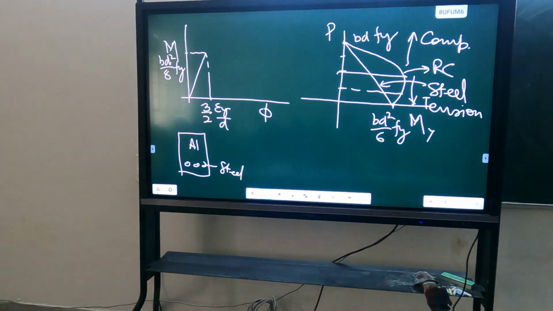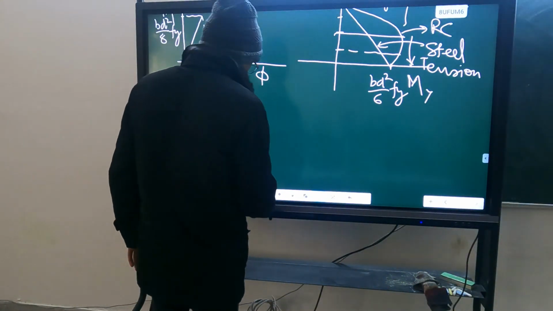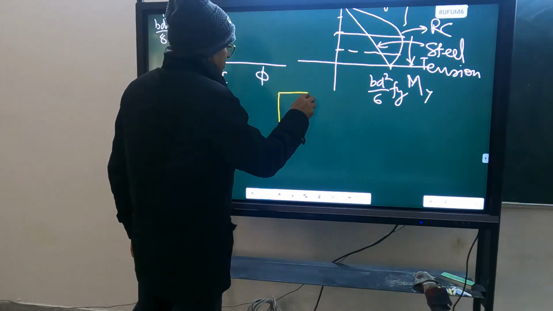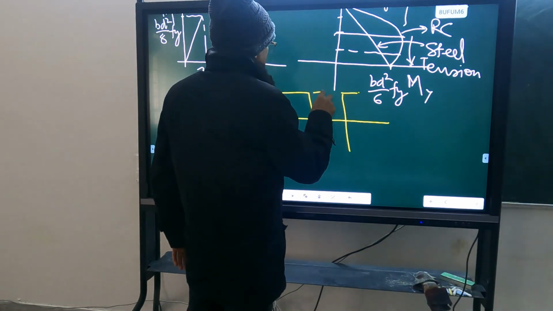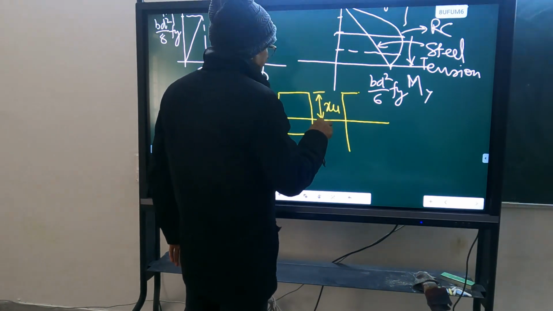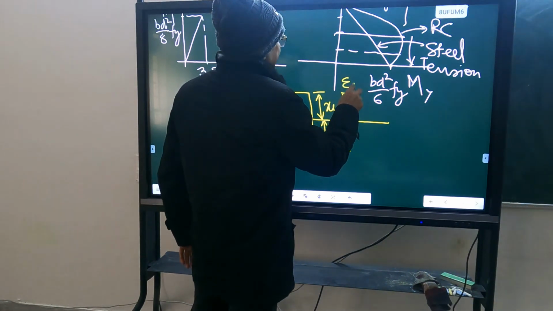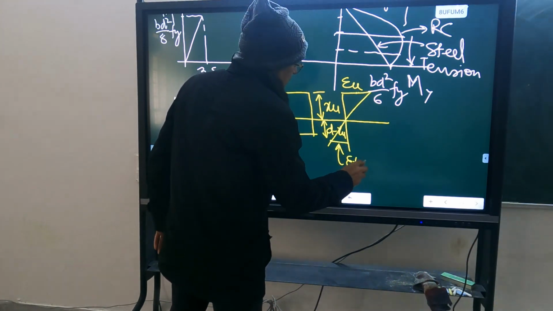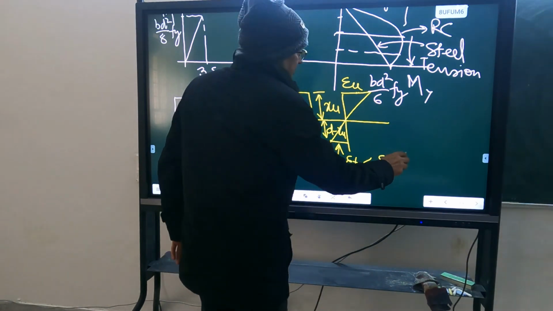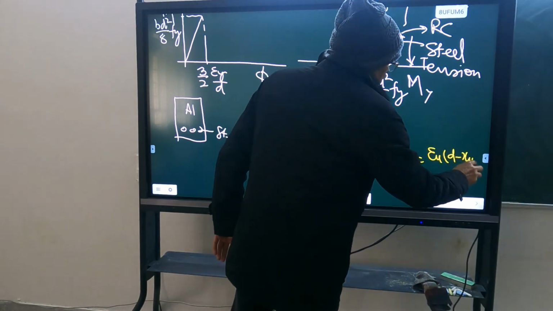Sorry, axial force is given. What happens to bending moment and flexion? Or let us go directly to epsilon u. This is xu, this is d minus xu. Let us say this is epsilon u here. So naturally here this is less than epsilon y. And how much is epsilon t? Again, epsilon u times (d minus xu) over xu.